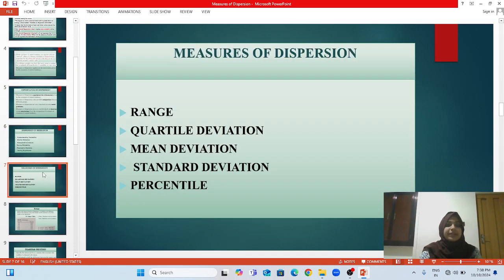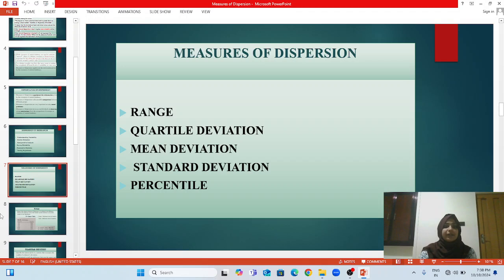So we have completed the first session, that is dispersion. Now we are discussing the second part of our topic, measures of dispersion. There are many measures of dispersion, or many tools to measure the dispersion rate.